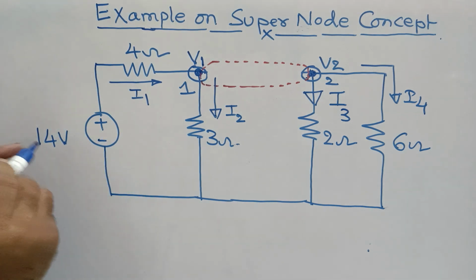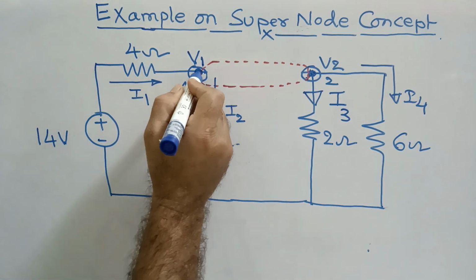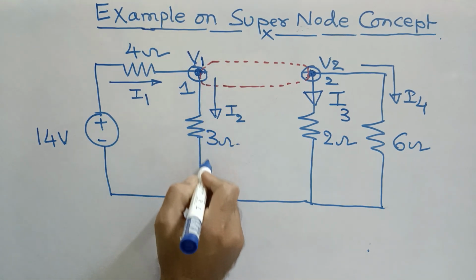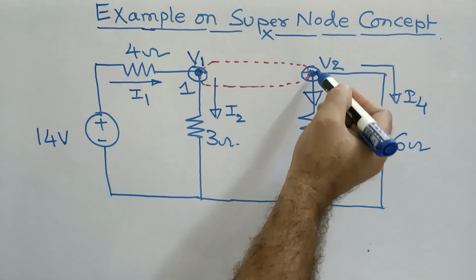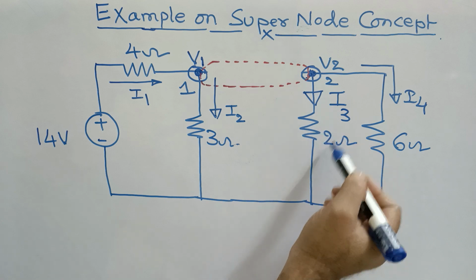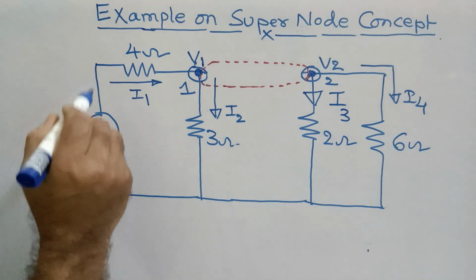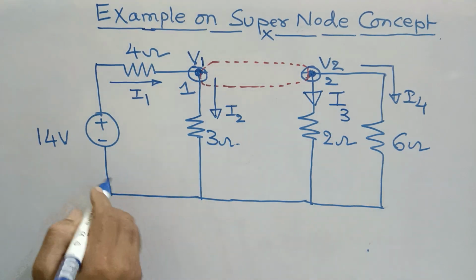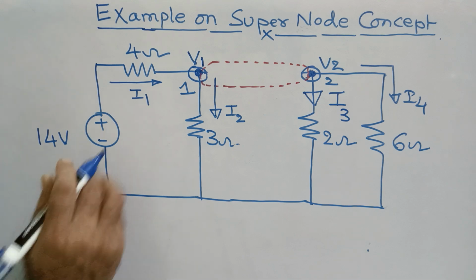Understood? So with respect to 14 volts, assume that I1 is flowing. With respect to V1, I2 is flowing. Then with respect to V2, through this 2 ohm, I3 is flowing, and in this 6 ohm, I4 is flowing. Now for this entire circuit, we have to apply the KCL. By applying KCL here, I can write the equation like this.